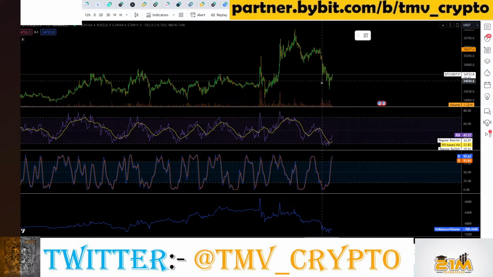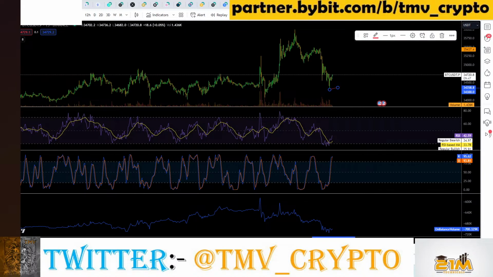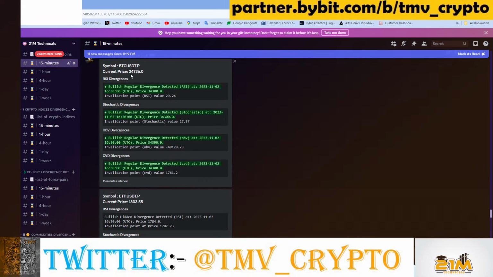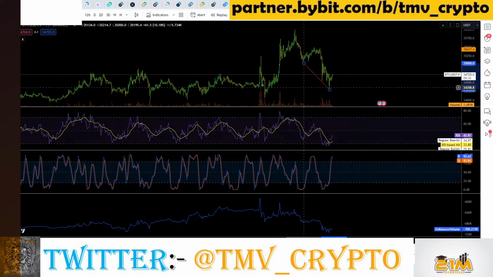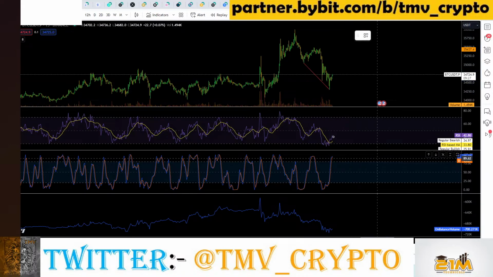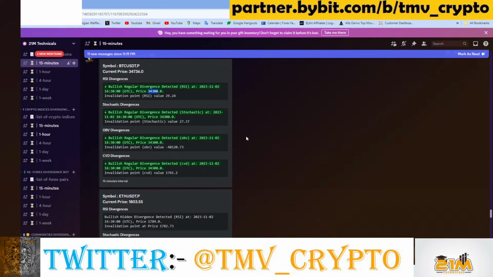What it tells us here, there is a nice divergence from a low of 34,736, maybe, no, what low would that be? So that is the current price. The regular divergence detected was at 34,300, and your invalidation point of RSI was 29.24. So this was the level where the divergence was detected, and you need to understand the RSI levels where the invalidation would be. So till the RSI is above these levels, it means that RSI is reversing and it's going to go up.